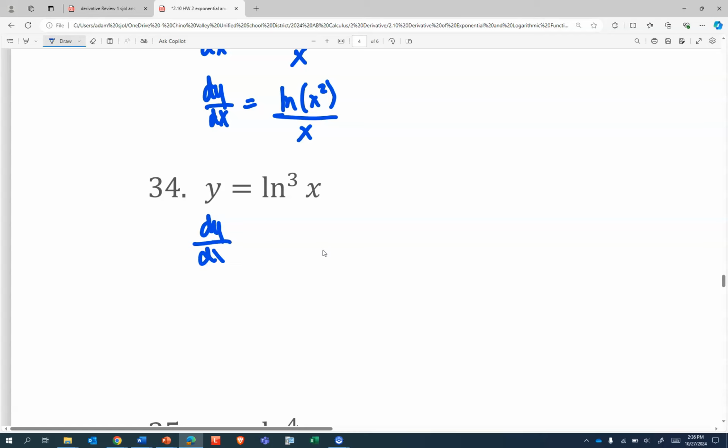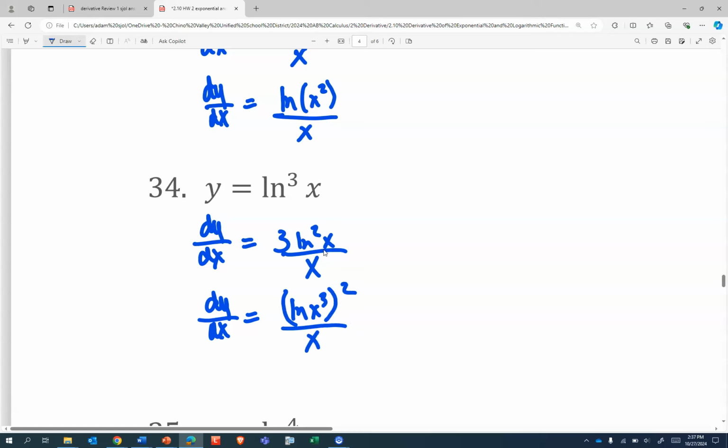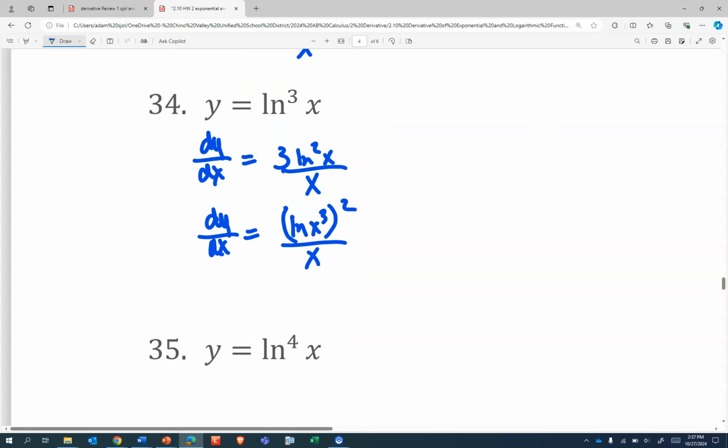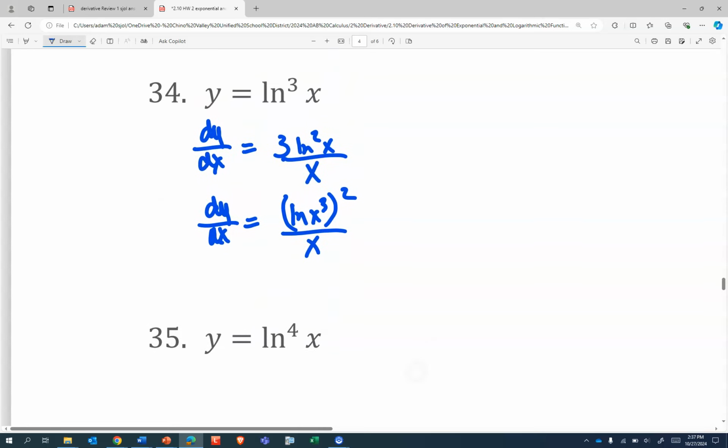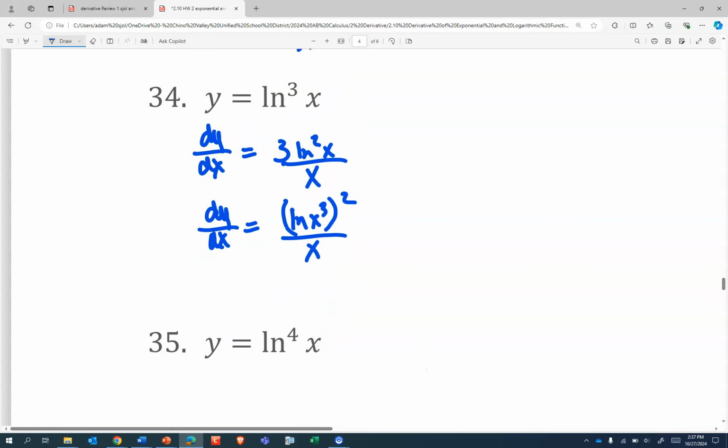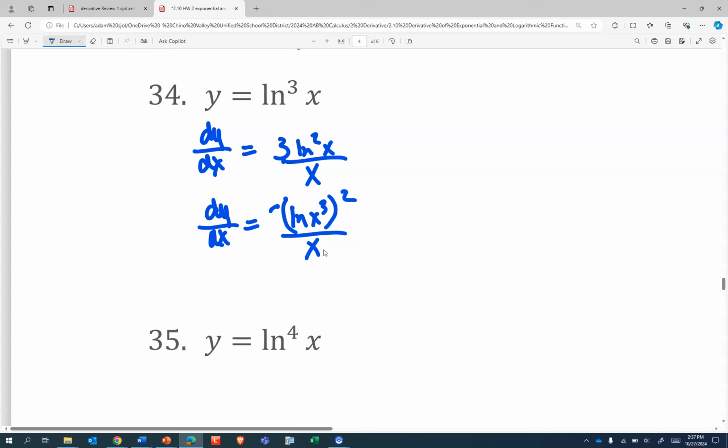All right, so what happens here? Well, that's going to be 3 natural log squared of x over x. And so maybe we want to write that as natural log of x cubed squared over x. Oh man, did I lose a 3? Oh, no, I moved it. That makes sense.